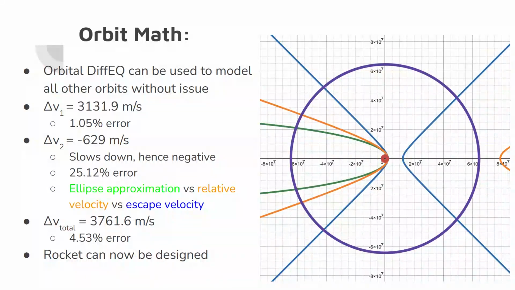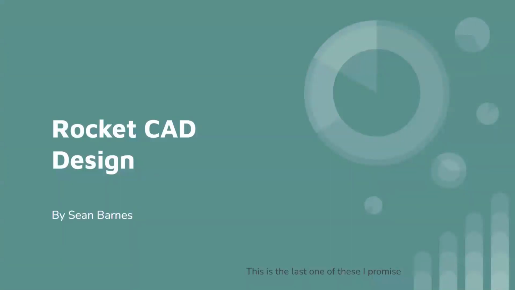And then the total delta V I got was 3,761.6, which is a 4.53% error from the ESA study I mentioned, which isn't terrible. And with all that, I can now design the rocket.